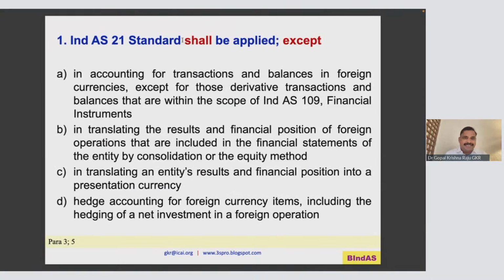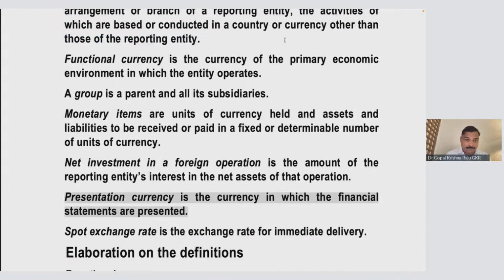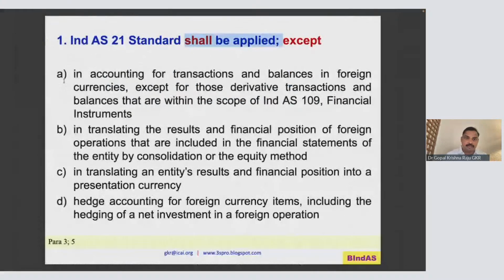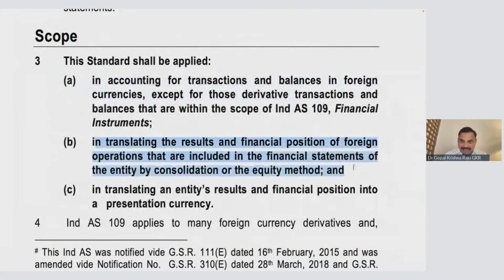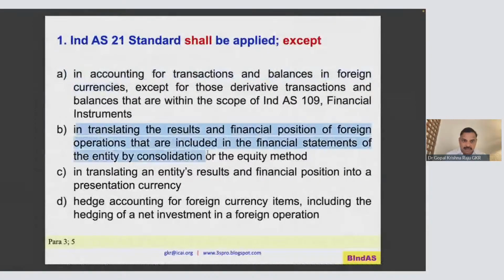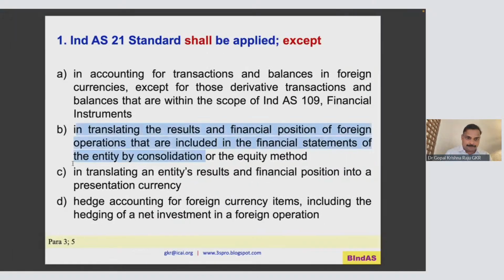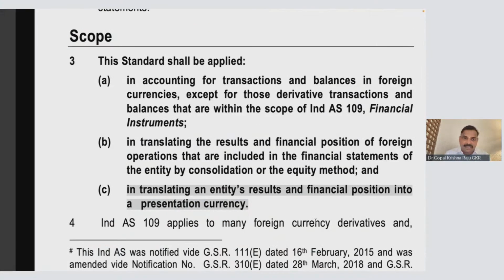Now look at the scope. IndAS 21 shall be applied except as we already discussed. It shall be applied in accounting for transactions and balances in foreign currencies, and in translating the results and financial position of foreign operations, and in translating the entity's results, my INR results, into Australian dollars. Then hedge accounting for foreign currency items, including the hedging of a NIFO. Remember, NIFO is discussed in your standard here.